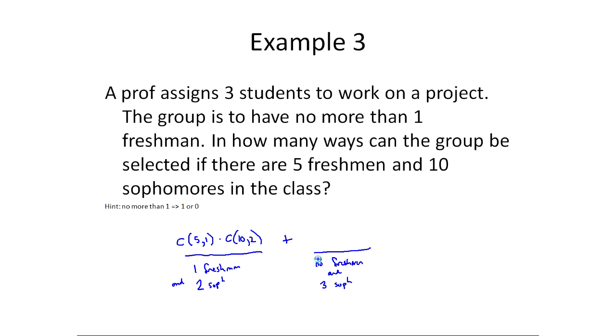Now, no freshmen. You could say there's 1 way to pick no freshmen. You just don't pick any. You could do 5 choose 0 here. But really, in the end, it's not a consideration because you're not picking any of them. So really, we're just picking 3 sophomores. So this would be a combination of 10, 3. And again, I want you to practice calculating this on your calculator. If you do calculate this, you should end up with the following.